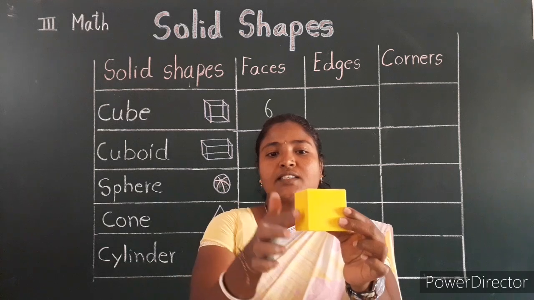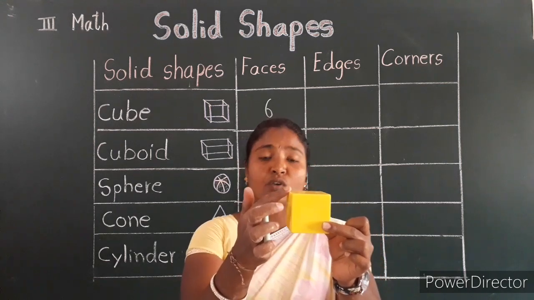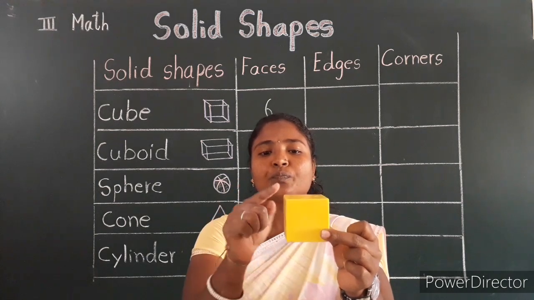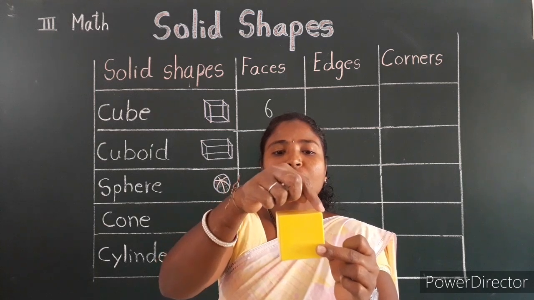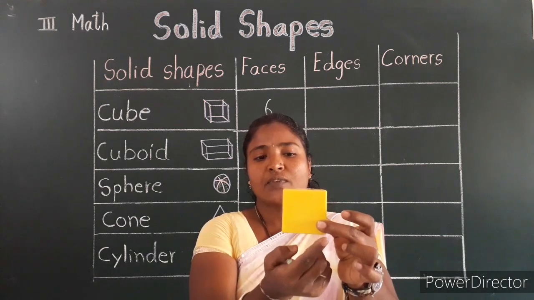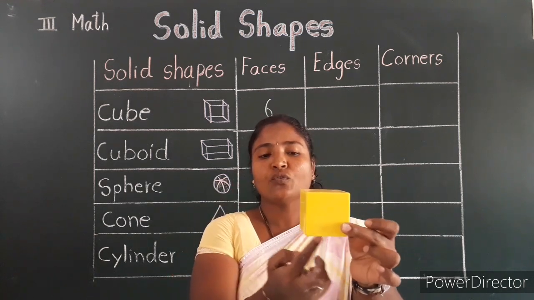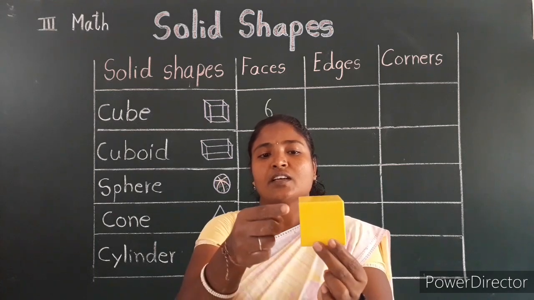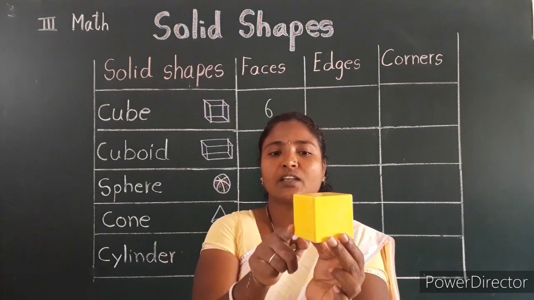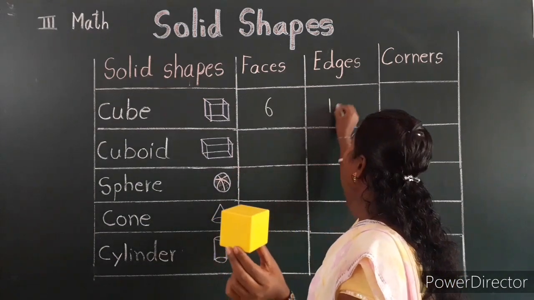Two faces meet at an edge. This is called an edge. Let's count how many edges. 1, 2, 3, 4. Above, 4 edges. Next, below, 5, 6, 7, 8. Above 4, below 4. Then 8, 9, 10, 11, 12. So total how many edges, children? Yes, 12 edges.